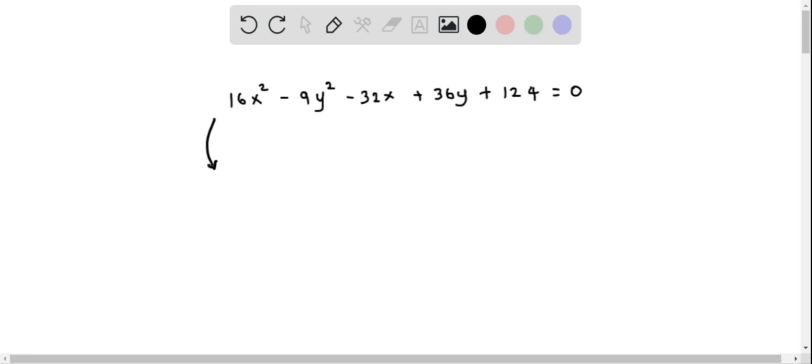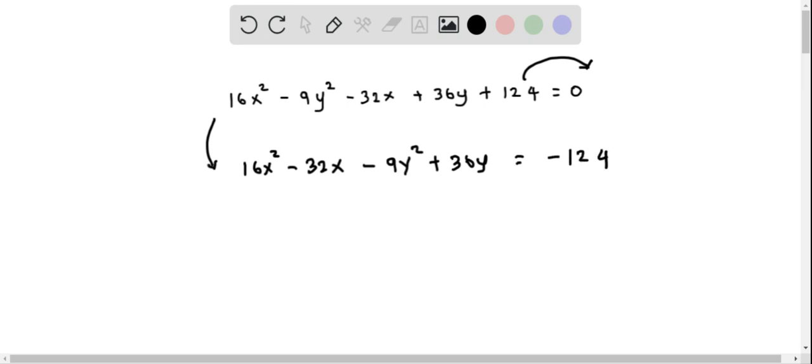So for that, first I'm going to group the x variables. So I'm going to write 16x squared minus 32x. Now let me group the y variables, that is negative 9y squared plus 36y, and I also transfer this 124 to the other side, or otherwise subtract 124 from both sides, and so this becomes negative 124.